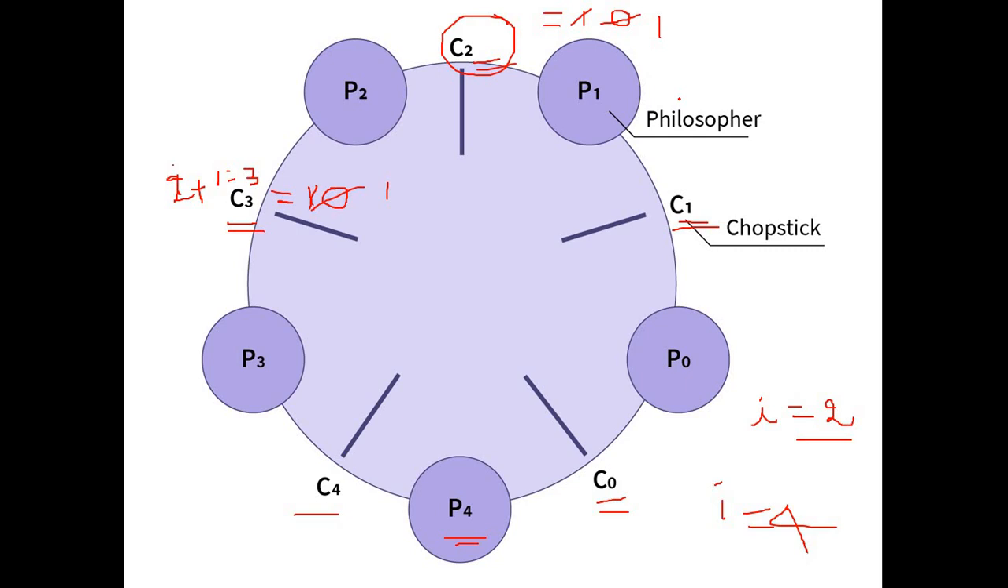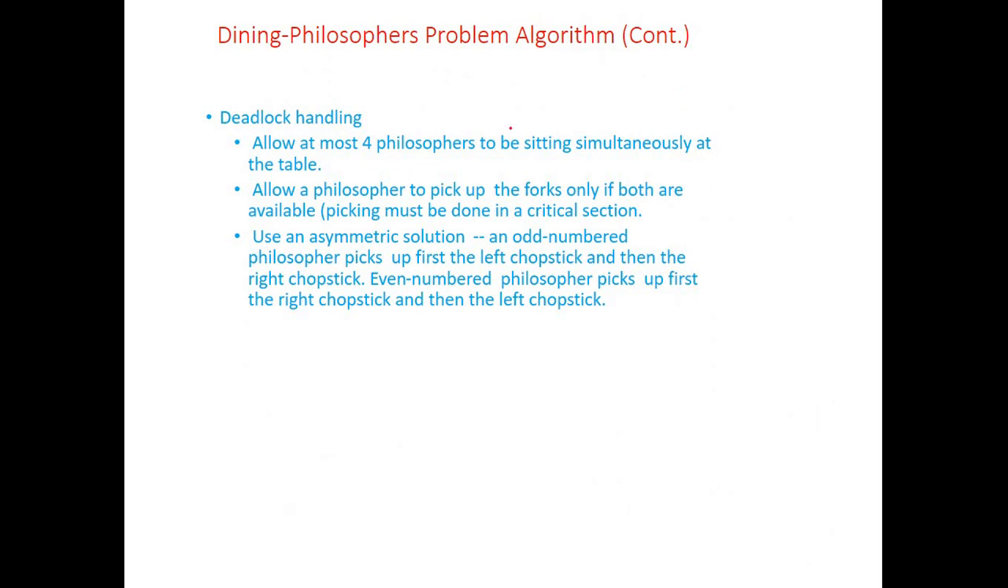How to resolve this deadlock in the dining philosophers problem? There are 3 solutions provided to handle this deadlock situation. The first solution is to allow at most 4 philosophers to be sitting simultaneously at the table. That means we provide 5 chopsticks and we allow only 4 dining philosophers to sit at the table in order to take the food from the table. Therefore, one philosopher will be successful in taking both the left and right chopsticks. Then the philosopher will enter into an eating state.